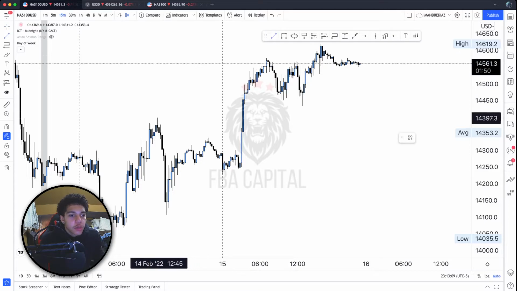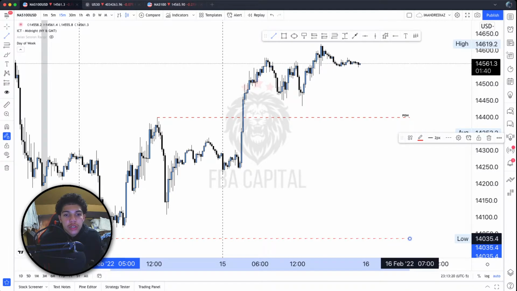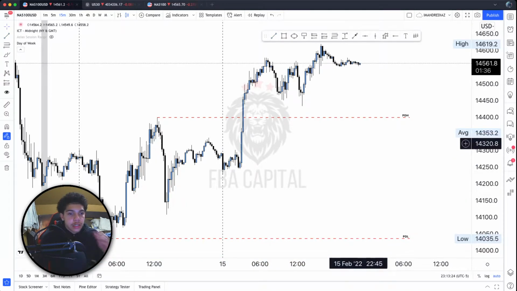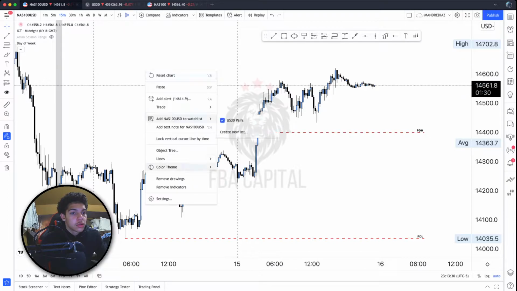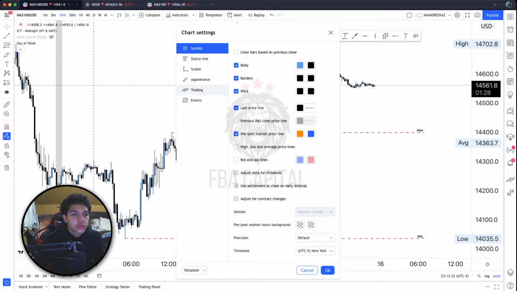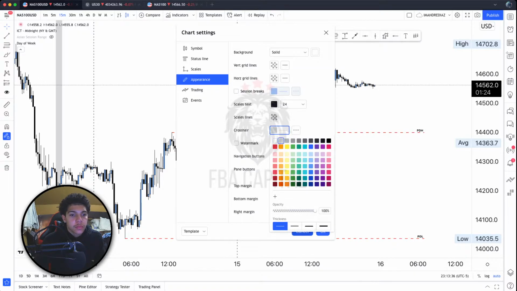We're going to start off by marking the previous day's high. Not the previous week, previous day's high, and the previous day's low. As you can see, the previous day's high has already been ran through, meaning that today was an overall bullish day. There we go.